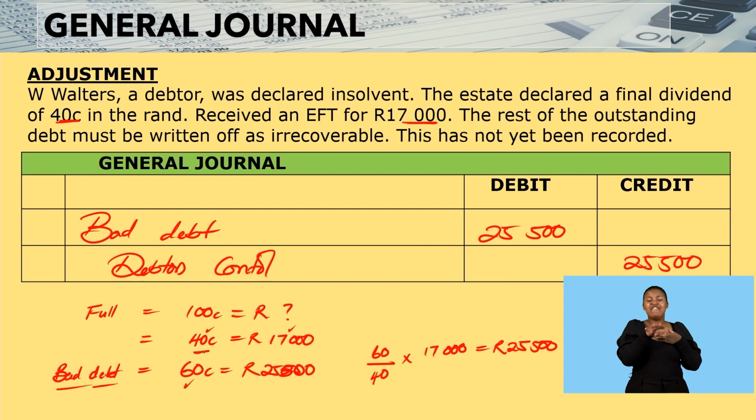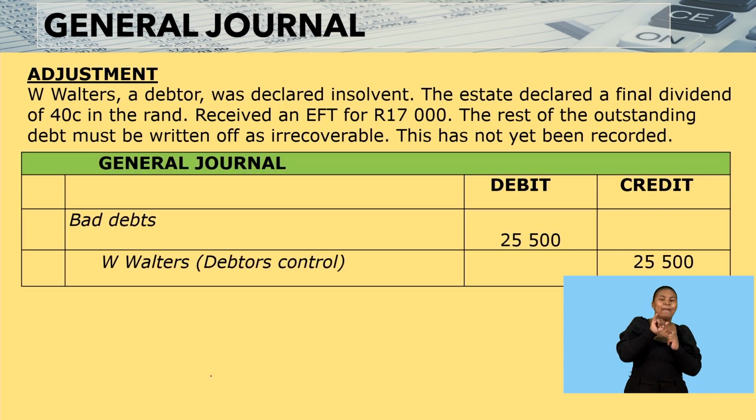Very important that you understand what we were given here. We're given the 40 cents. That is what we have received. A final dividend was paid, 40 cents, and we received. So this is what we received. And whatever we cannot receive becomes our bad debt, which is the 60 cents. Here is the answer.